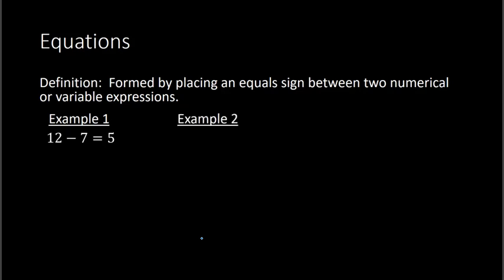Now it doesn't have to be just numbers, it could also include variables. So for example, 4x minus 3 equals 9 is also an equation. Okay, there are two statements connected by an equal sign. And there could be variables on both sides of the equation. It could look like x plus 3 equals 3 plus x. All of these are equations because of the equal sign connecting the two statements.